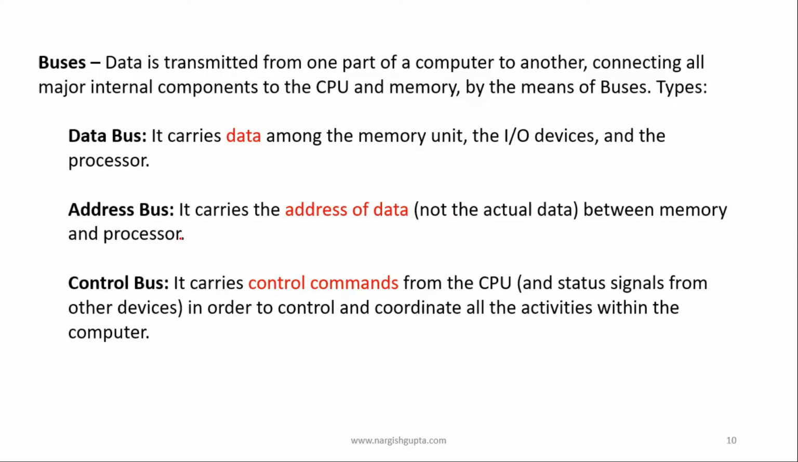So basically, we have three types of buses here, that is the data bus, address bus, and control bus. Data bus is responsible for carrying the data. Address bus is responsible for carrying the addresses, and control bus carries the control signals. As I explained earlier also, the control unit works on the control signals. Let's suppose we are writing something into the memory, or we are reading something from the memory, so these are the control instructions. These are carried by the control bus.